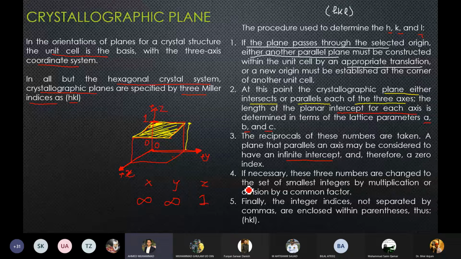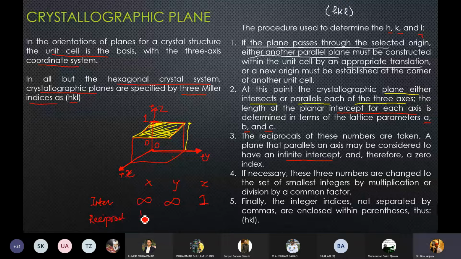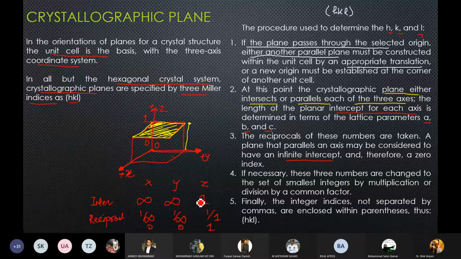Yes, sir. Now, once you have found out the intercepts, what you will do is take the reciprocal of intercepts. So 1 over infinity, 1 over infinity, and 1 over 1. This would come out to be 0, this would come out to be 0, and this would come out to be 1. Clear enough? Yes, sir.